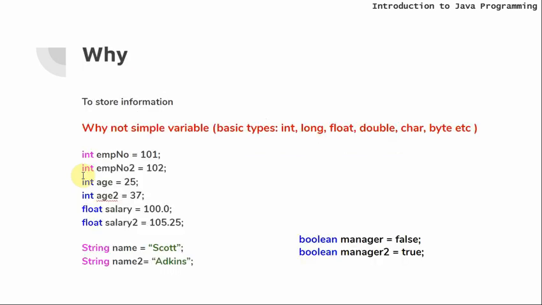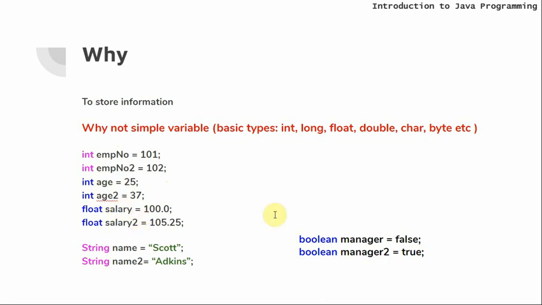So why do we need classes? Because we need to store information. Why can't we use a simple variable like the basic types: integer, long, float, double, character, byte, or array of bytes? Here we have stored information of two employees in multiple variables, like emp number for employee number, this is for one employee, and emp number 2 for another employee, age and age 2, salary 2, and all these variables.